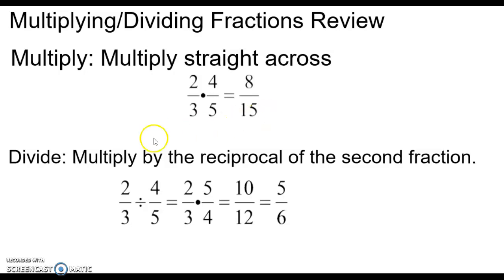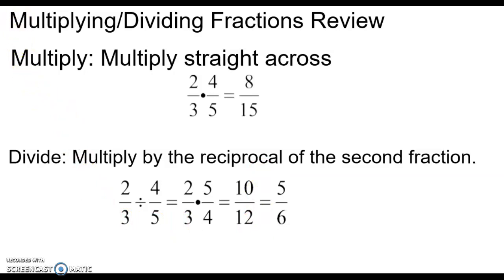Now, when you're dividing fractions, you have to multiply by the reciprocal of the second fraction. So if I have 2/3 divided by 4/5, my first step is to rewrite this. The first fraction stays the same as 2/3. I have to flip my second fraction so it becomes 5/4, and now it becomes a multiplication problem. So you flip the second fraction, and now you're multiplying straight across. 2 times 5 gives you 10, 3 times 4 gives you 12, and then look to see if you can reduce that. You can divide 10 and 12 both by 2, so 10 divided by 2 is 5, 12 divided by 2 is 6. Always make sure you reduce at the final step.